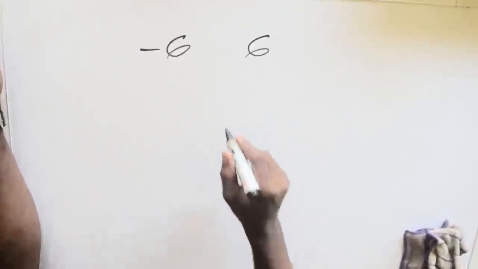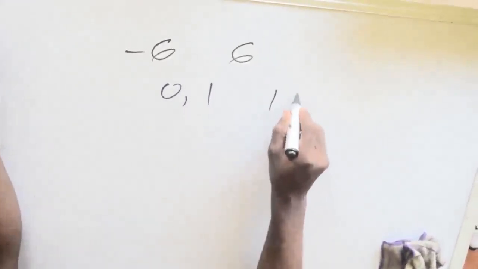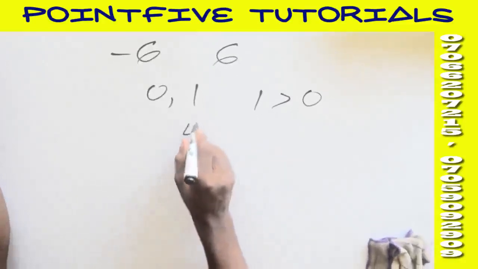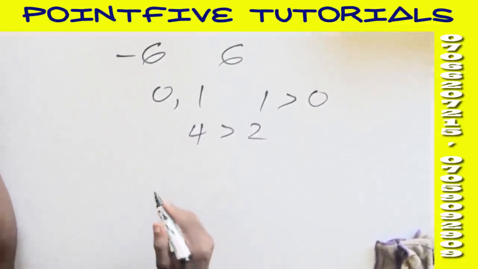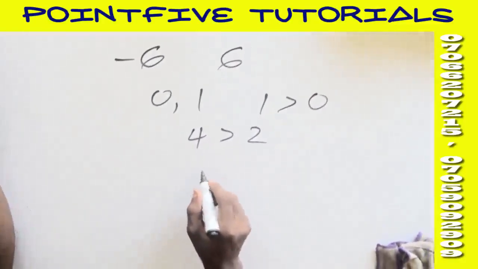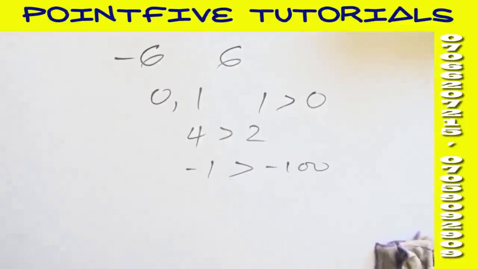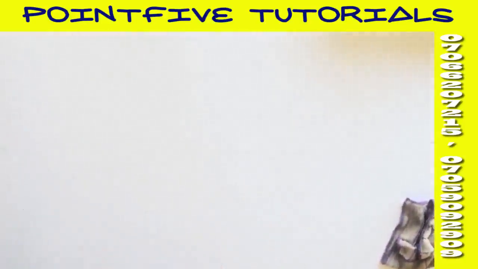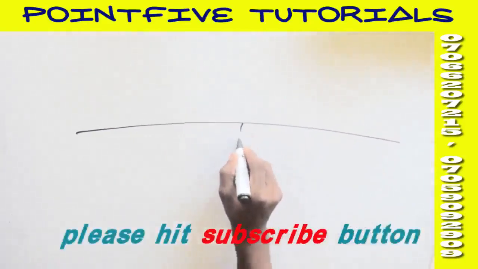You and I know that 2 is bigger than 1. That means 2 is greater than 1, which is greater than 0. You also know that 4 is greater than 2. But do you know that minus 1 is greater than minus 100? It becomes a problem. So before we go on, let me prove to you how minus 1 is greater than minus 100. If this is the number line, I put my 0.